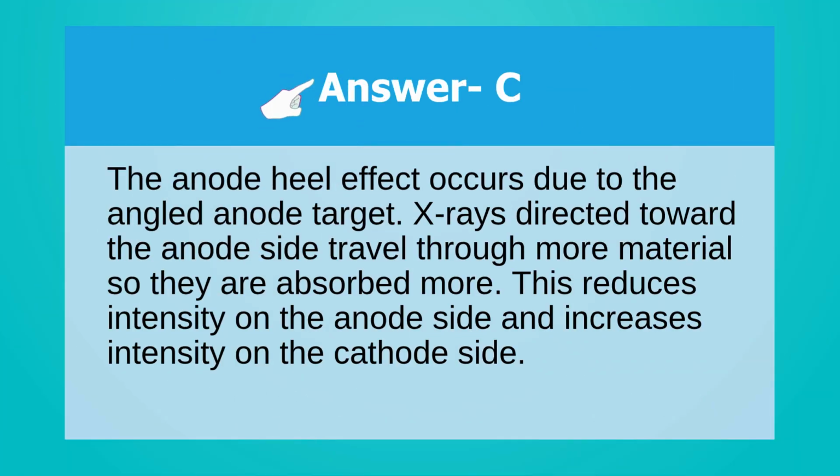The anode heel effect causes variation in X-ray beam intensity. The intensity is higher on the cathode side and lower on the anode side. This results in uneven exposure across the radiograph.